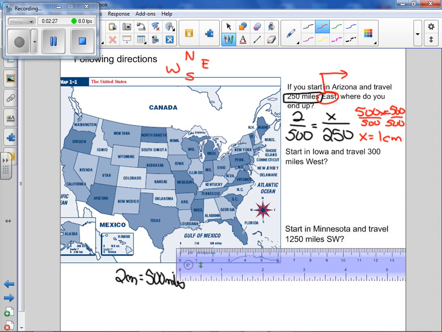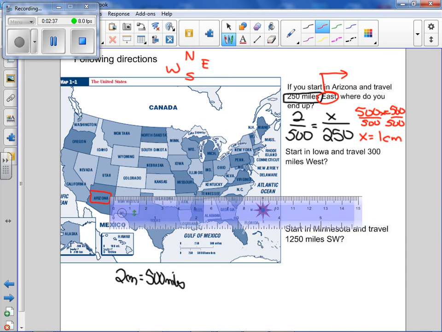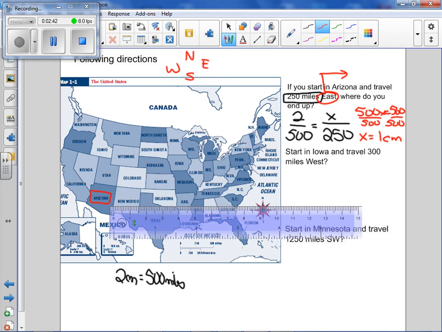So now I need to find Arizona. Arizona is right there. So now I'm going to take my ruler and I'm going to move 1 centimeter to the east. When I move 1 centimeter to the east, that leads me into New Mexico. So my answer is New Mexico.